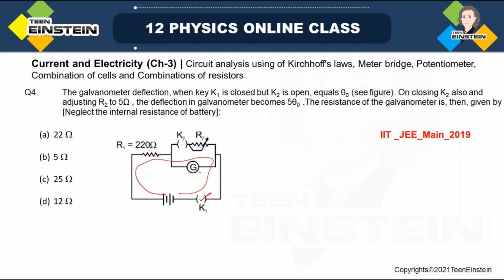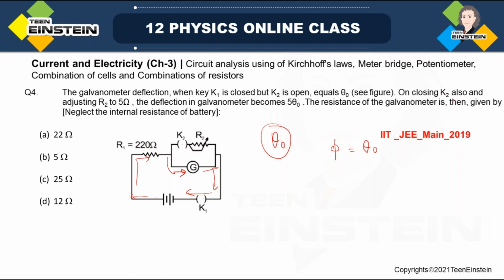Current will flow from the battery like this. Current will flow from the battery to this resistance, then it will pass through the galvanometer and it will come through this way like that. This will pass through like that when K1 alone is closed, and that time the deflection is seen to be theta 0. This is the deflection, and generally we write phi as theta 0 anyway.